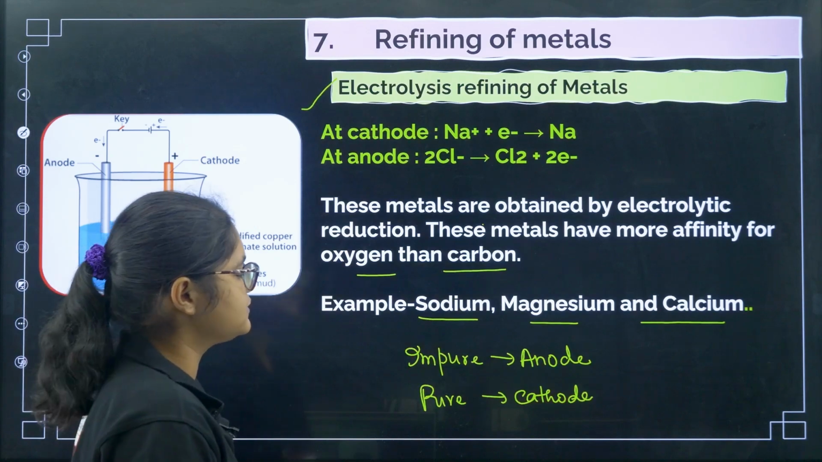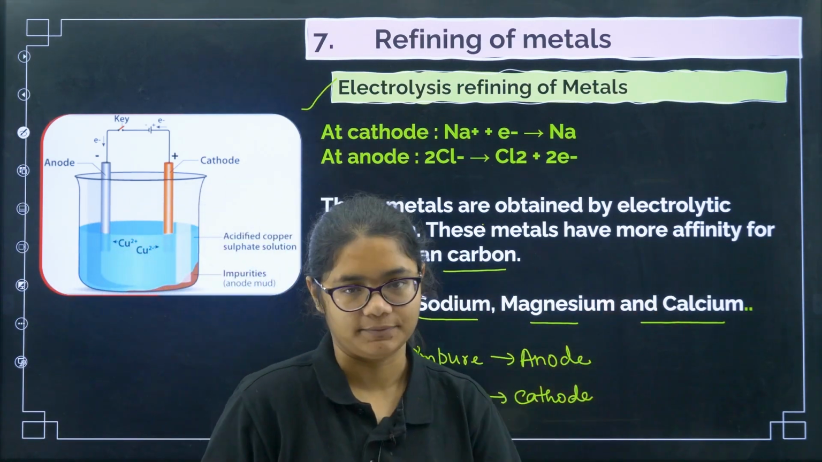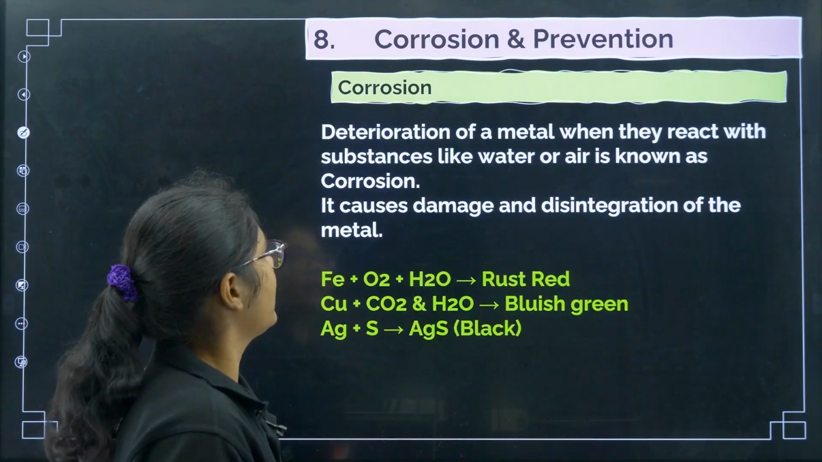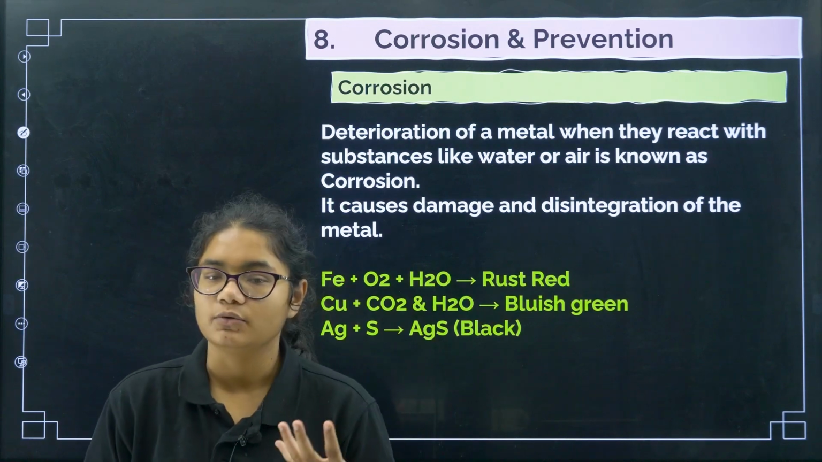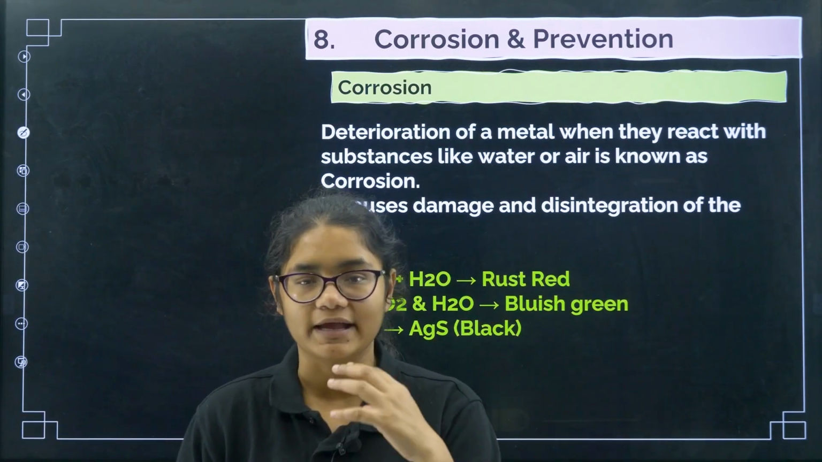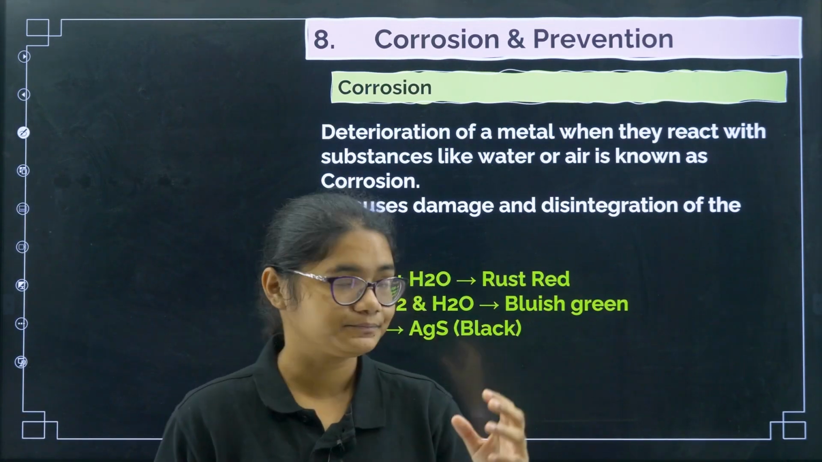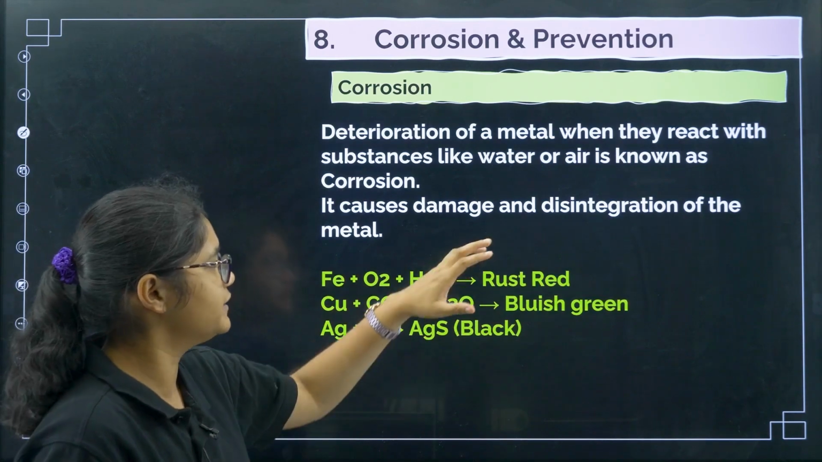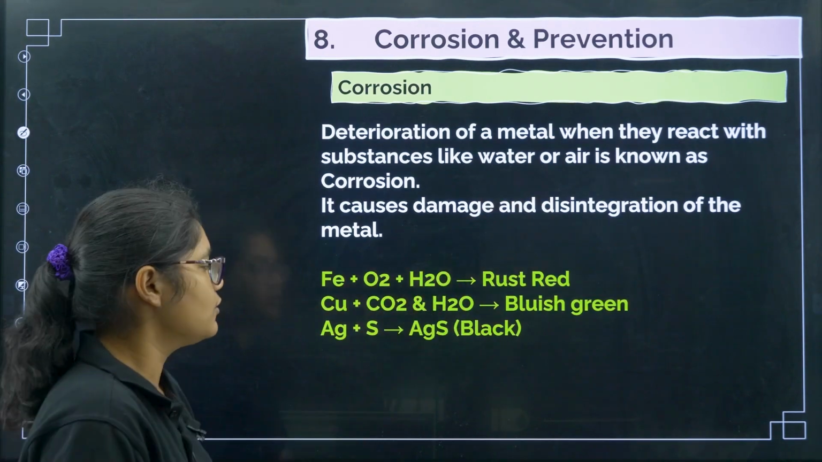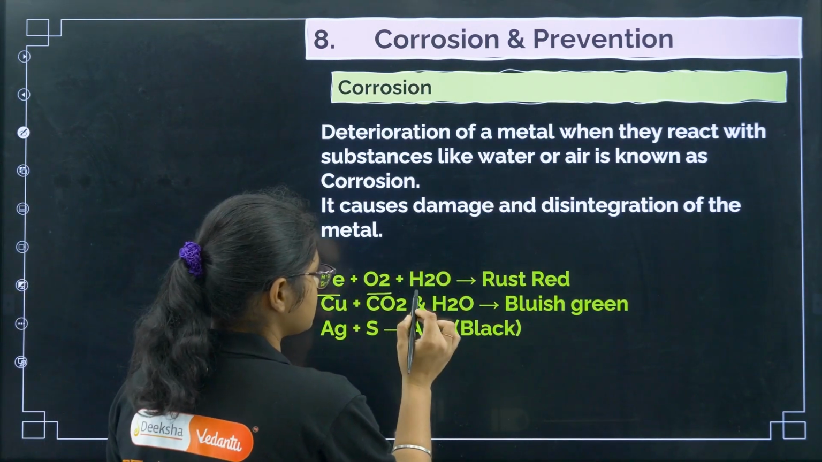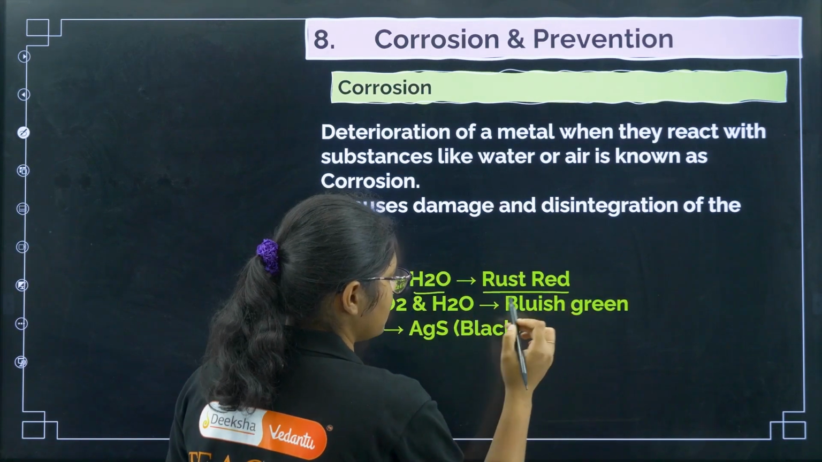Okay, and what are the elements used? Sodium, magnesium and calcium. Okay, next coming to corrosion. I think everybody knows about corrosion. Corrosion means reaction of metals with oxygen. Okay, so now when Fe reacts with oxygen in presence of water, we get rust.